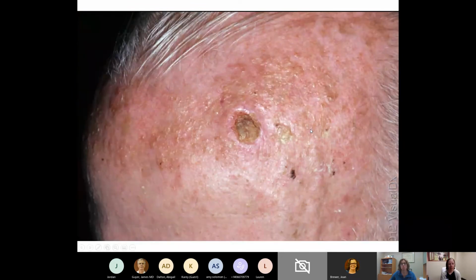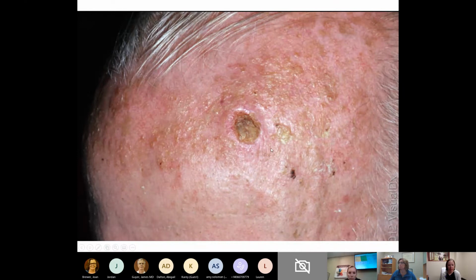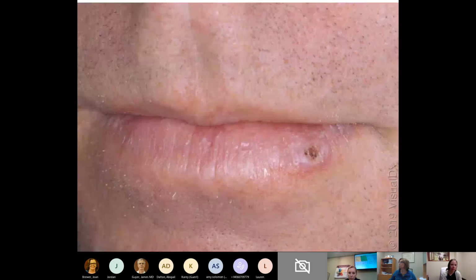pretty well. Here we see another older gentleman, definitely a lot of extensive sun damage. In fact, he's got all of the pre-skin cancers, or actinic keratoses, that we call them. But this spot here in the middle is the more concerning one, where it's got the crusting, and this is the spot to biopsy right here. So this is a squamous cell with an extensive sun damage.